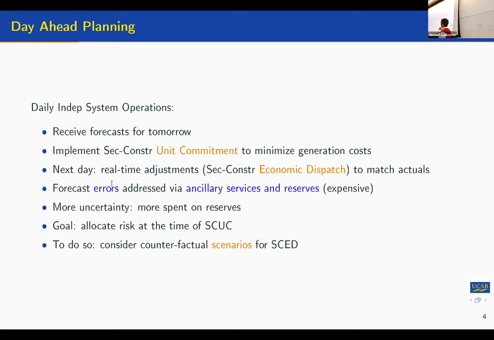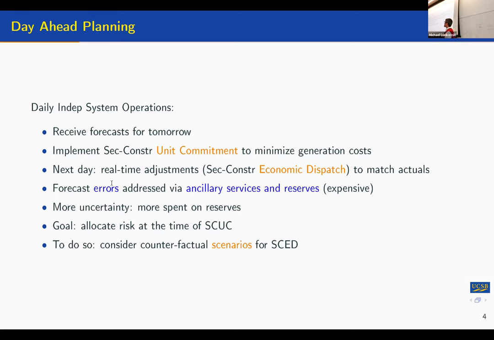Then the next day, it's essentially real time. This happens in several steps, 6 hours ahead in 6 hour blocks, and then 1 hour at a time, where you do the economic dispatch, which is to actually match the actuals. Once you have all these units ready to produce, most of them are dispatchable, so they can be turned up and down to exactly match the actual demand. And this has to be done perfectly.